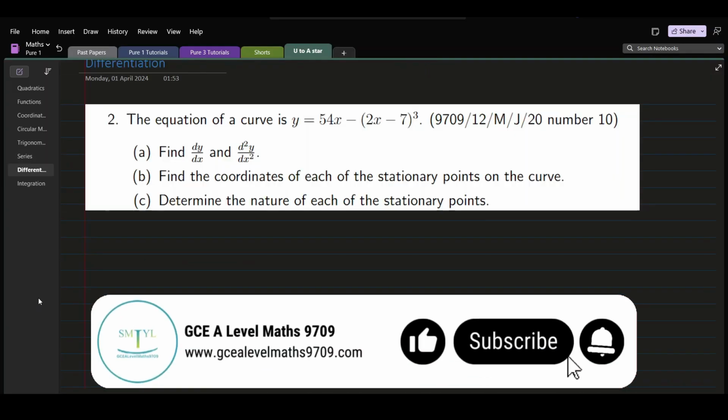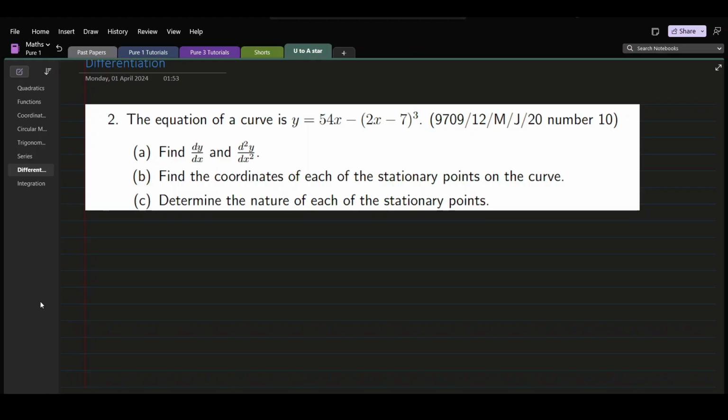The equation of a curve is y equals 54x minus (2x minus 7) cubed. Part A, find dy/dx and d squared y/dx squared. Okay, so we're given the equation y equals 54x minus (2x minus 7) cubed. Let's find our first derivative, dy/dx.